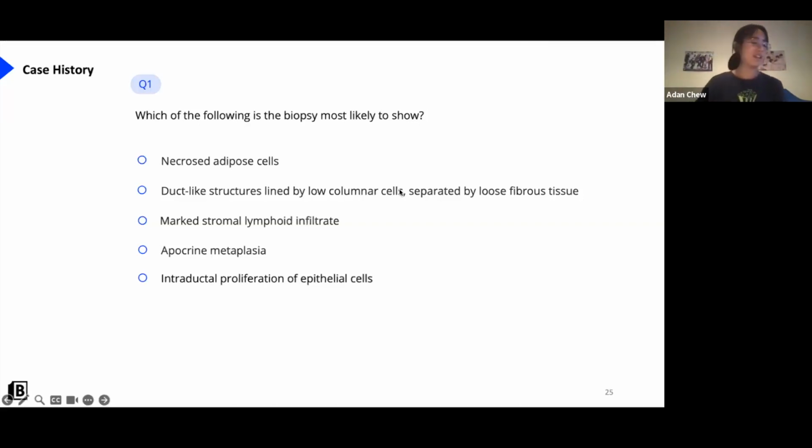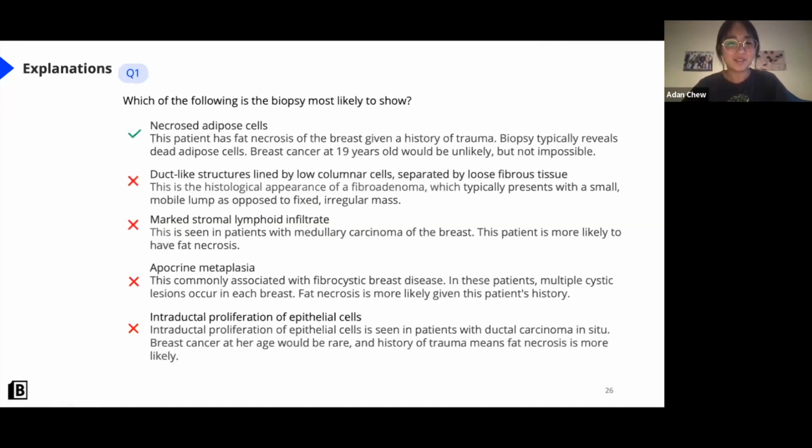Brilliant. So all of you have gotten it correct, 100%. Well done, guys. So yes, it would be necrosed adipose cells. So this patient, with the history of trauma and that breast lump, has fat necrosis of the breast. I just put a note saying that breast cancer at 19 would be very unlikely, but it's not impossible. But it would be lower on our differential list, really.